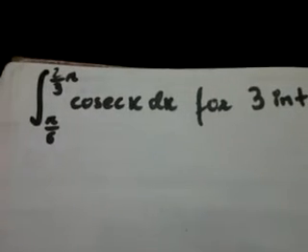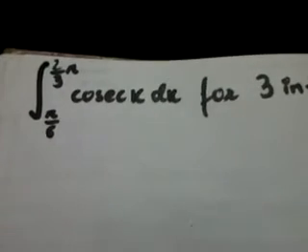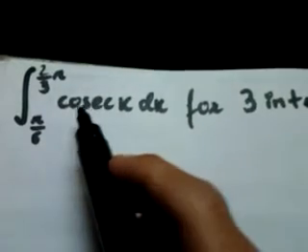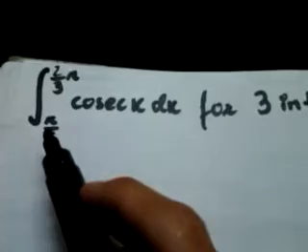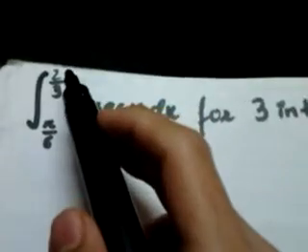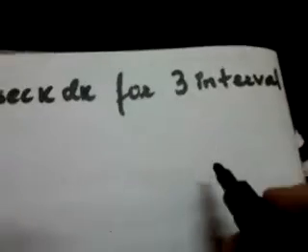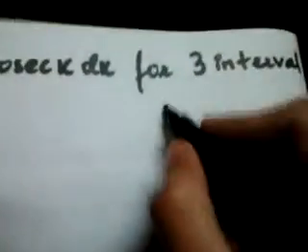The question says, use the trapezium rule to find the area bounded by the curve y equals cosec x between the limits pi by 6 and 2 pi by 3 for 3 intervals. So what does this mean? Let's make a rough sketch.